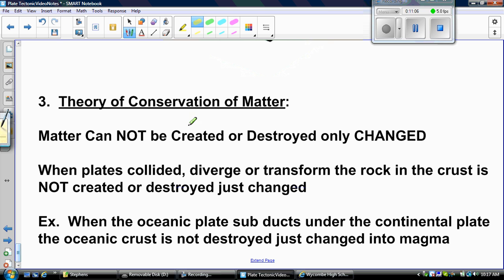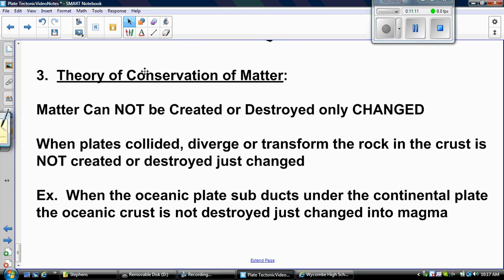Okay, so one thing we need to make sure that we remember, and we've talked about this theory a lot when we talked about cells, photosynthesis, and cellular respiration, is the theory of conservation of matter, where matter cannot be created or destroyed, it can only change. When plates collide, diverge, or transform, whichever one of those that they do, because remember they can do three things. They can come together, they can pull apart, or they can slide past. The rock in the crust is not created or destroyed, it's just changed.